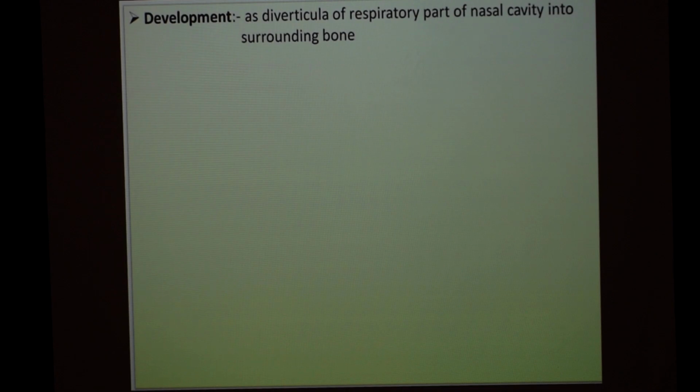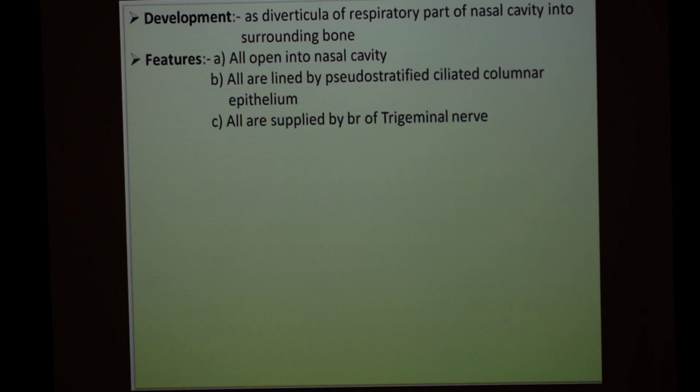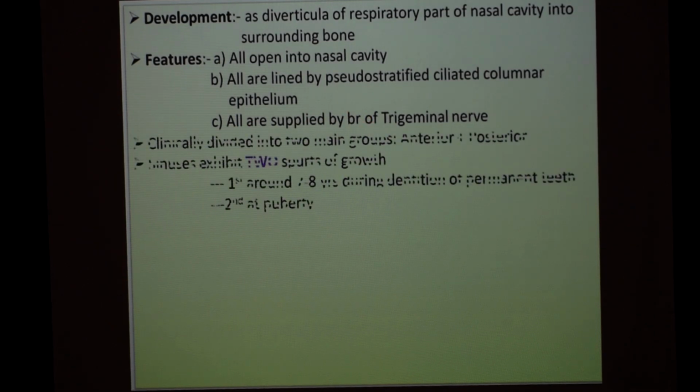Now, briefly about the development of the paranasal air sinuses, they are diverticula of the respiratory part of the nasal cavity into the surrounding adjacent bone. Now, features of the paranasal air sinus: they all open into the nasal cavity. They are all lined by pseudostratified ciliated columnar epithelium, that is the respiratory epithelium of the nasal cavity. And all paranasal air sinuses are supplied by branches of the trigeminal nerve.